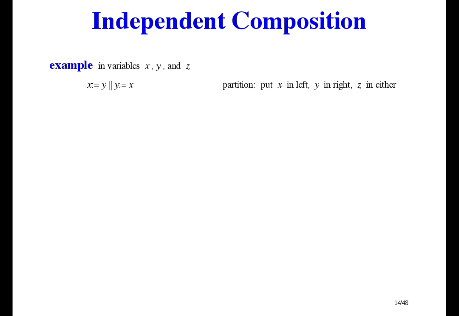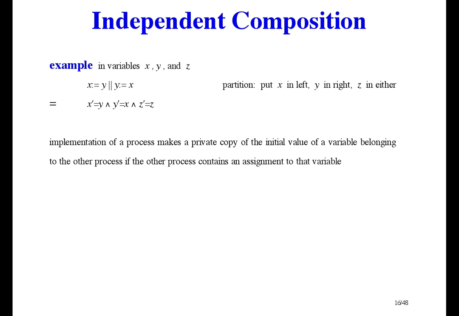We don't see z prime or z gets anything, so we can put z on either side, and we get this. X and y swap values, and they seem to do it without any temporary variable. It's a neat way to say swap, but actually the implementation of a process has to make a private copy of any variable belonging to another process that it uses and that the other process changes. So the temporary variable is supplied by the implementation.